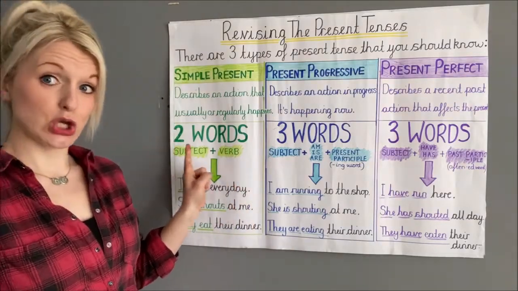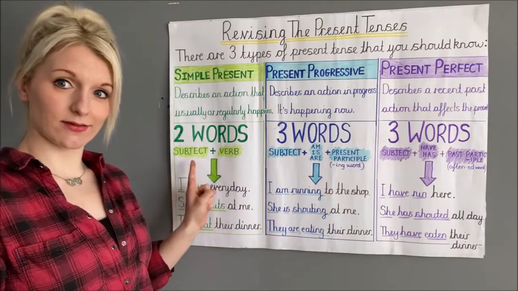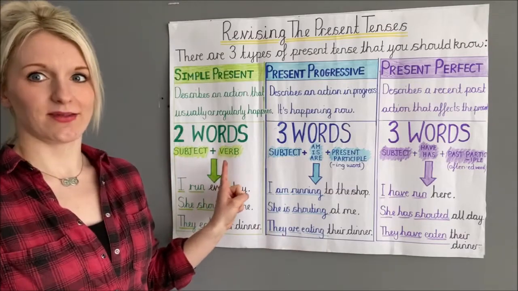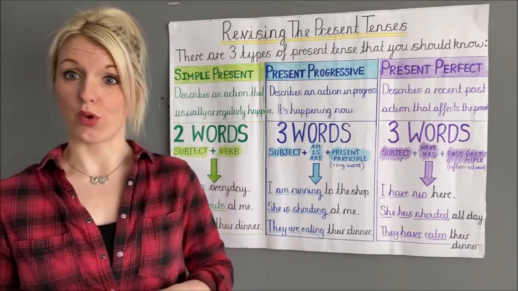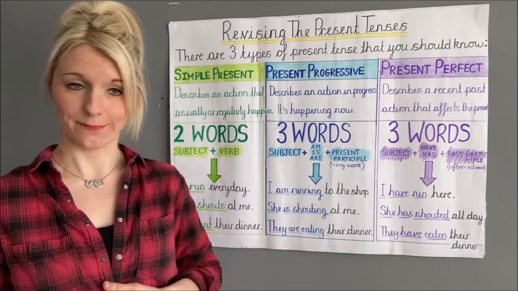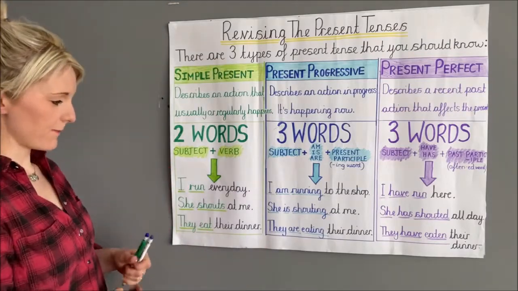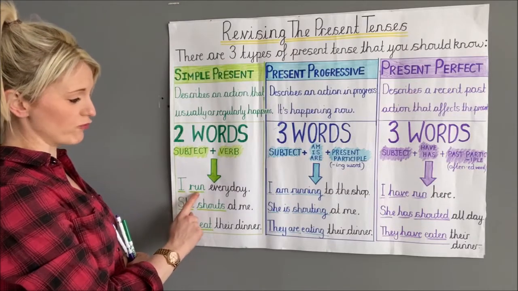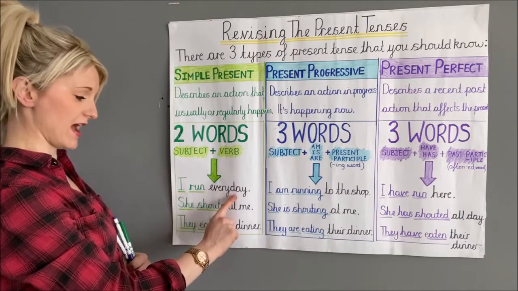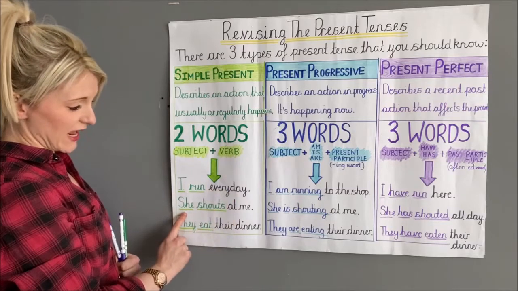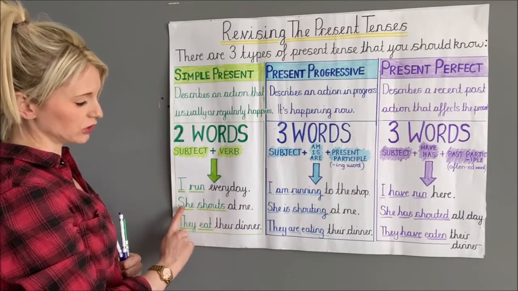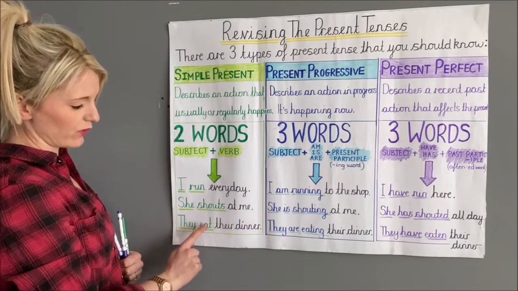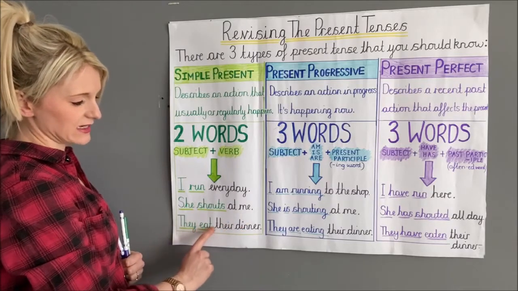It is made up of two words: the subject, which is the person or the thing doing the verb, and the verb itself in the present tense form, so words like eat or play. You can see some examples here of how I've used it. You've got the subject I and the verb run, so I run every day. You've got the subject she and the verb shouts, she shouts at me. And then the subject they with the verb eat, they eat their dinner.